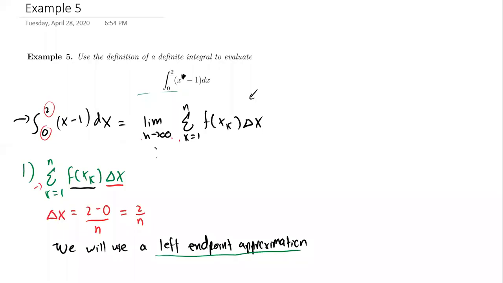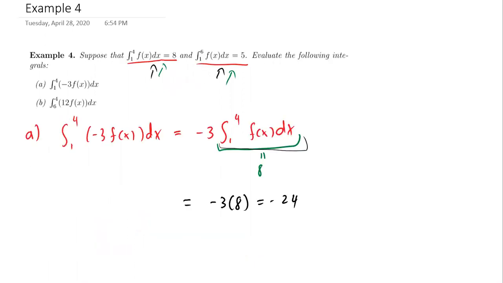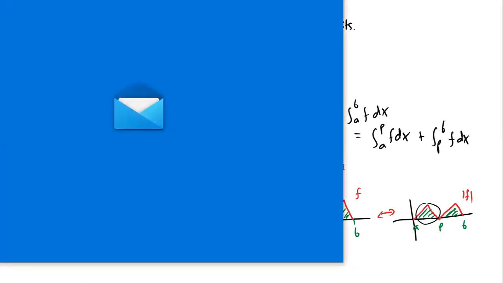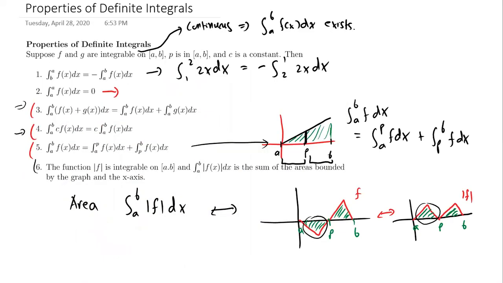Hello, class. So in the previous video, we were talking about how to use the properties of definite integrals. We saw that a couple of them were the same as the properties of indefinite integrals. For example, if you have a constant times a function, you can move it out of the integral. If you have a sum of functions inside the integral, you can separate it as the integral of each function separately and then add them.